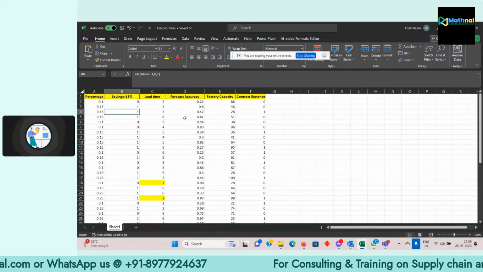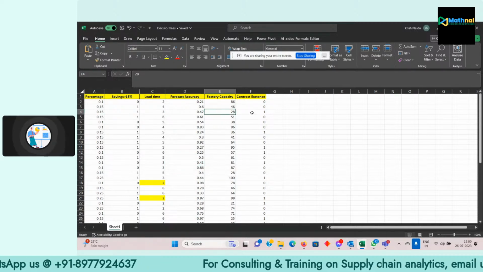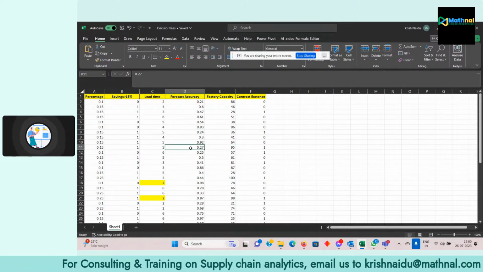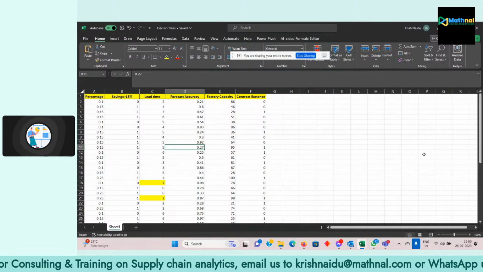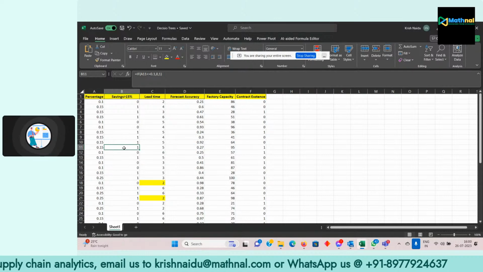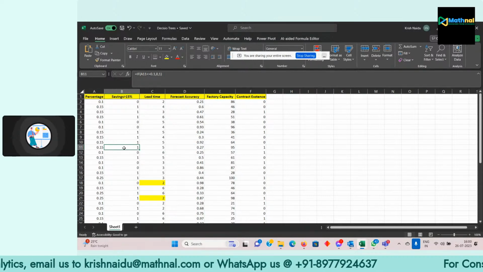So welcome to all of you, and today I'm here to discuss one more machine learning algorithm, which is decision tree, and we'll be applying this machine learning algorithm on inventory optimization.